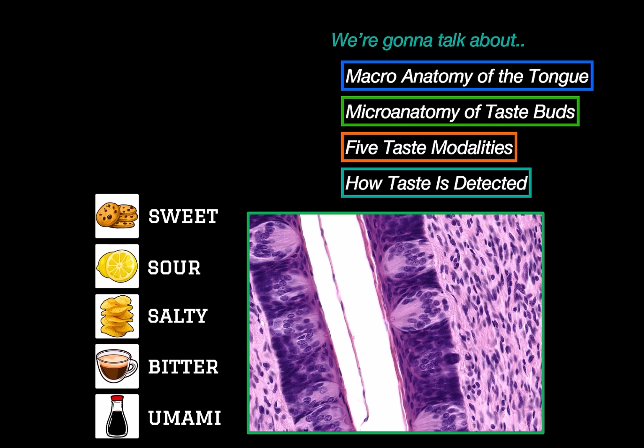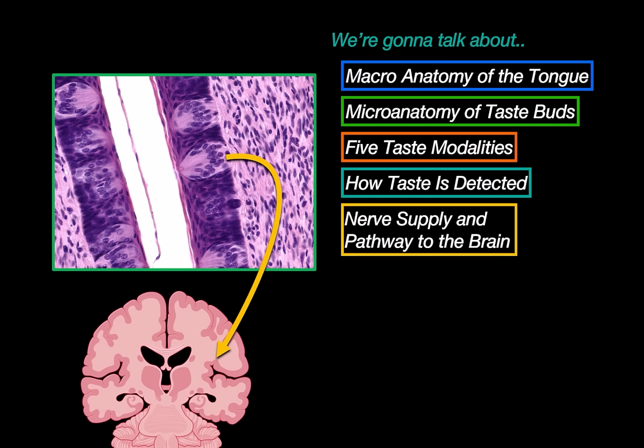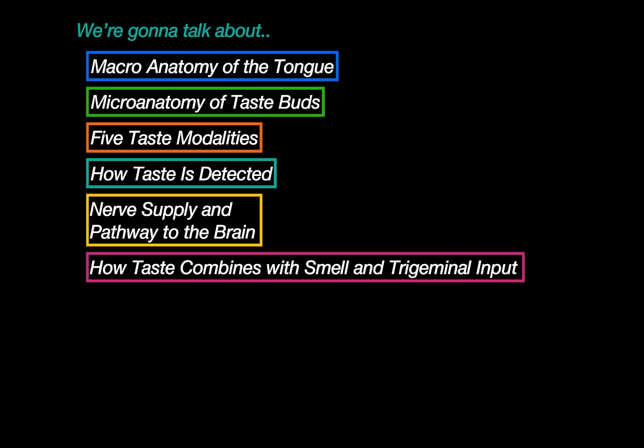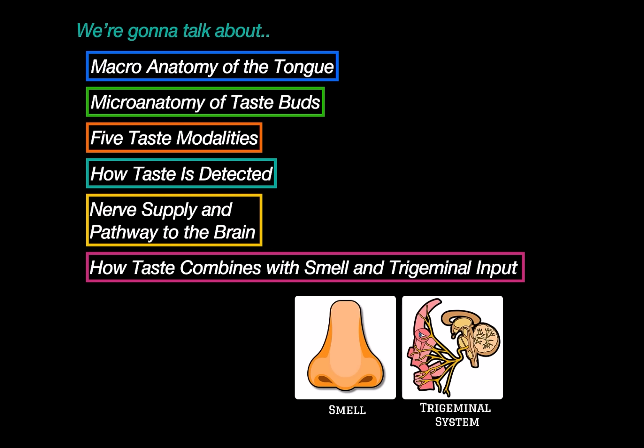And we're going to see how taste is detected, the exact mechanism of how molecules dissolve in saliva, reach the receptors and activate taste cells, and of course understand the nerve supply and the pathway to the brain, which cranial nerves carry taste from different parts of the tongue, and how the signals reach the gustatory cortex. In the end, we will see how taste combines with smell and trigeminal input to create the full experience we recognize as flavor, and why food tastes different when you're congested.